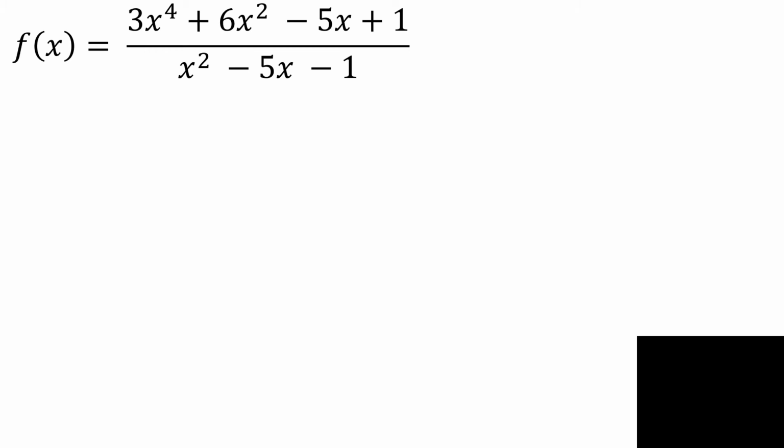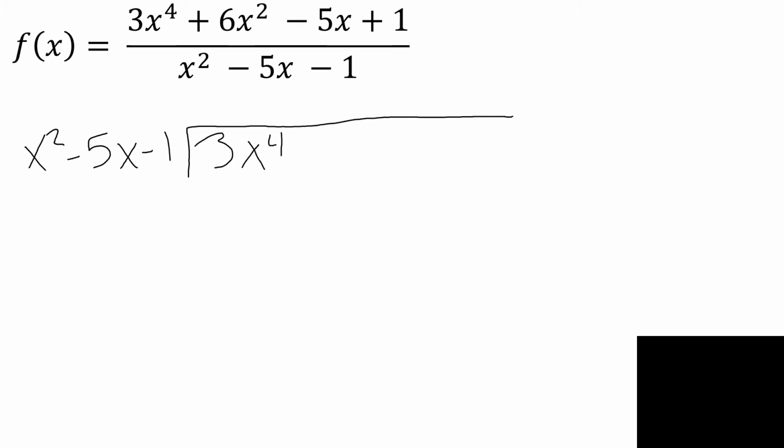Okay, so again, we're going to divide, and we know we're doing polynomial division because our denominator is x squared. We cannot do synthetic with anything higher than just x on the bottom. So we're going to set up the long division. We'll have x squared minus 5x minus 1 going into 3x to the 4th plus 0x cubed, give myself a placeholder, plus 6x squared minus 5x plus 1.